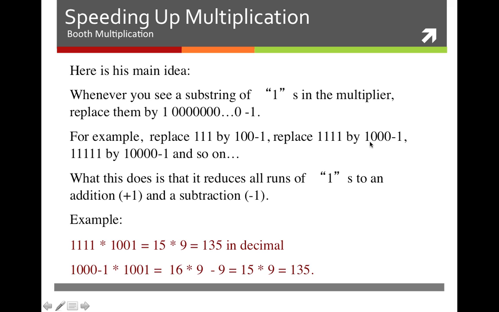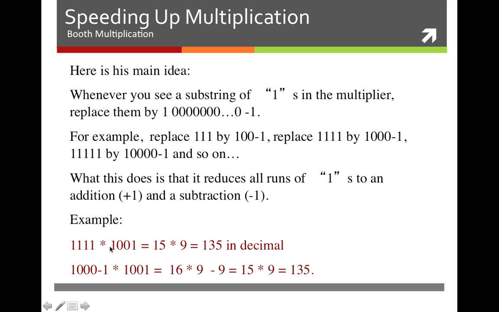That means you have gotten yourself savings of 2 additions, because 2 of the 4 1 bits disappeared in this representation. This is called a signed digit representation, where minus 1 is ultimately represented by a 1 with an underscore. And more and more of these would be generated by longer and longer strings of 1s. And ultimately, they'll save you time.